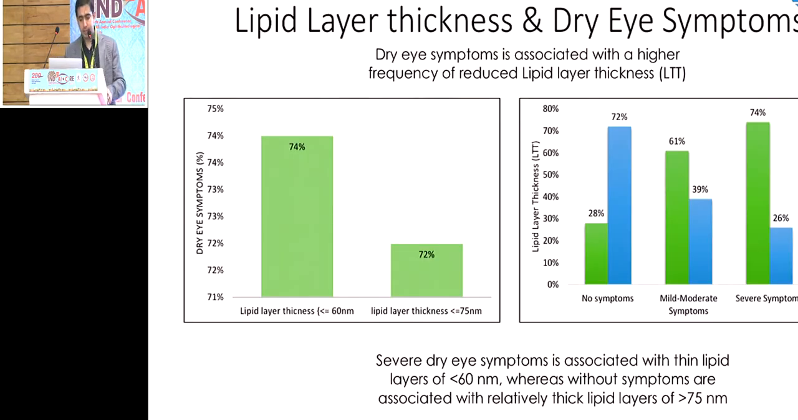So why is lipid layer important? Because severe dry eye symptoms are associated with thin lipid layers of less than 60 nanometers, where symptoms become better generally with greater than 75 nanometer thickness. However, again, this is not a panacea that you have to use all the time.